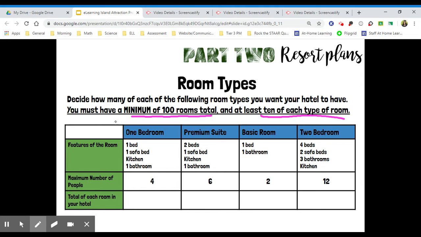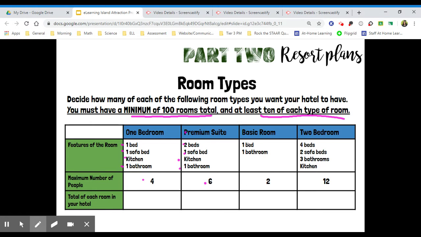We've got a 1-bedroom. This can fit a maximum of 4 people. It's got 1 bed, 1 sofa bed, 1 kitchen, and 1 bathroom in it. You can also have a premium suite. This is going to fit 6 people total. It will have 2 beds, a sofa bed, a kitchen, and a bathroom.